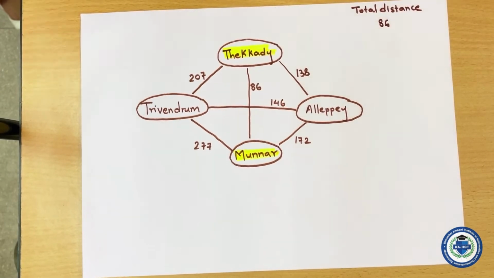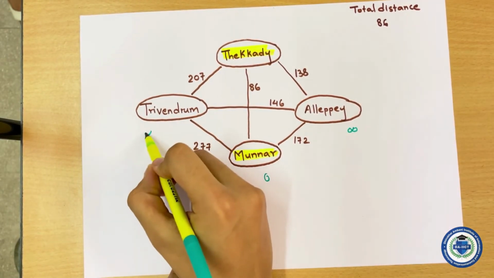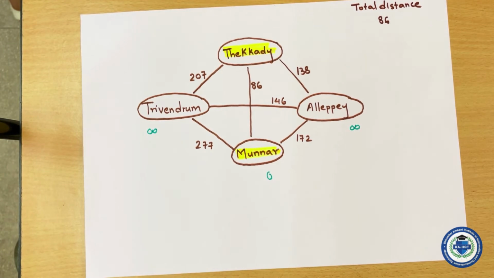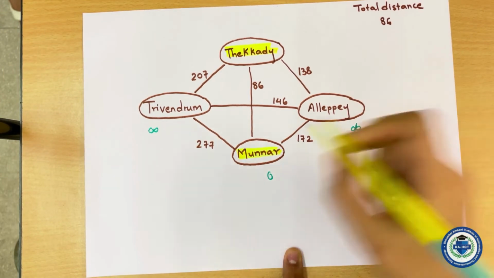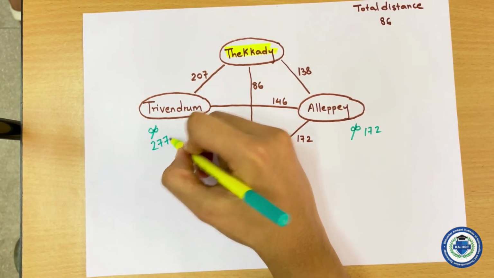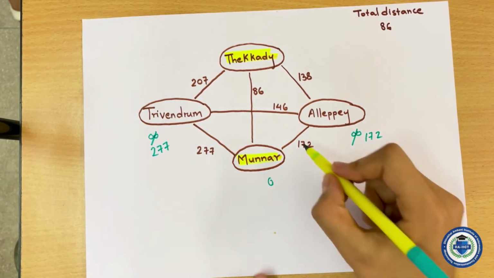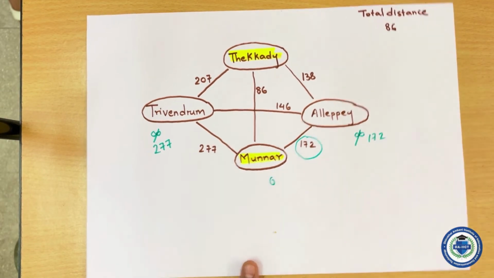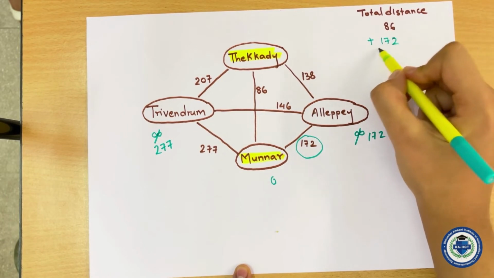Now, again apply the basic step of Dijkstra's algorithm. Set the distance of Munnar to 0 and all the other places except Thekri to infinity. Measure the distance between Munnar and other locations. If the distances are less, which is again true in this case, we replace infinity with the measured distance. Select the location which is nearest to Munnar and travel there. In this case, it is LFP with 172 kilometers. Add this distance to the 86 kilometers counted earlier, making the total distance 258 kilometers.